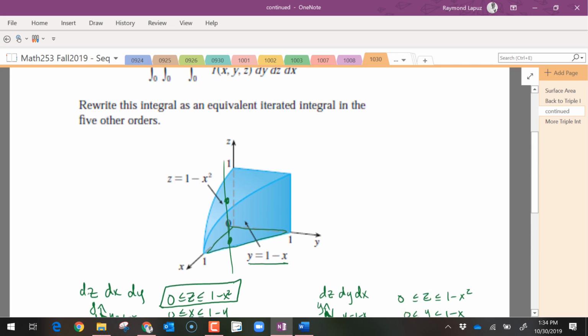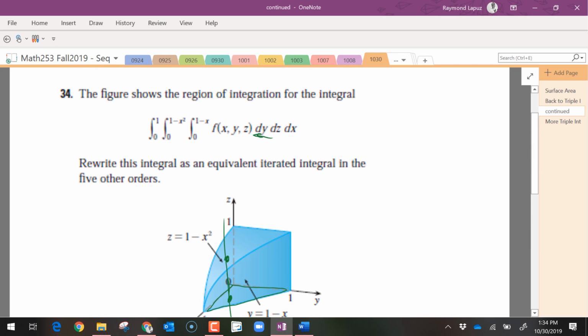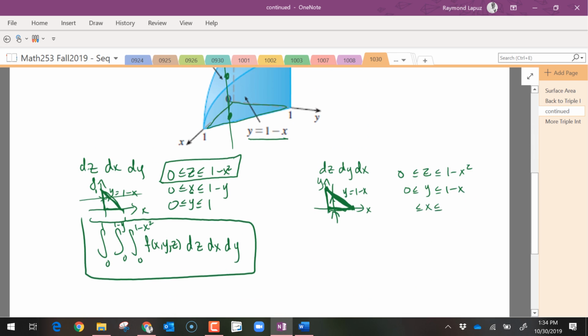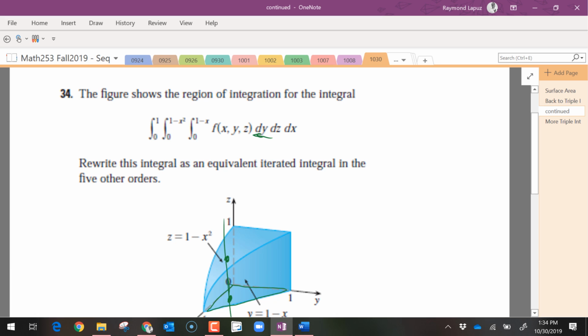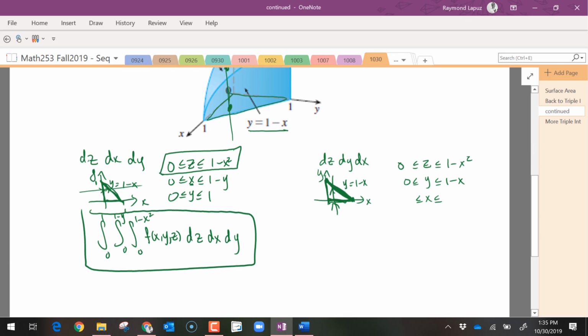I think the original problem had a dy first. And this is one of the ones that starts off with a dy, then we probably need to do the dy dx dz. But we'll do that after this one.